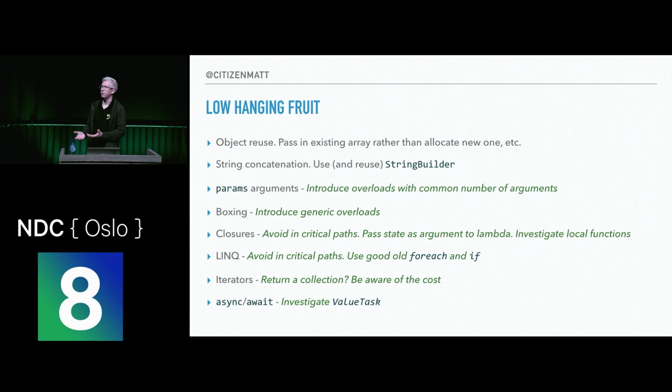Iterators is an interesting one. How do you fix an iterator? Perhaps you can allocate a collection and return that. Perhaps that allocation is going to be better than the allocation that the runtime does for you. Perhaps you can't allocate a collection because you've got an infinite stream that's going on there. This is one where you kind of just have to be aware of the cost and then figure out a way to minimize that for your particular use case. And then with async await, investigate ValueTask.